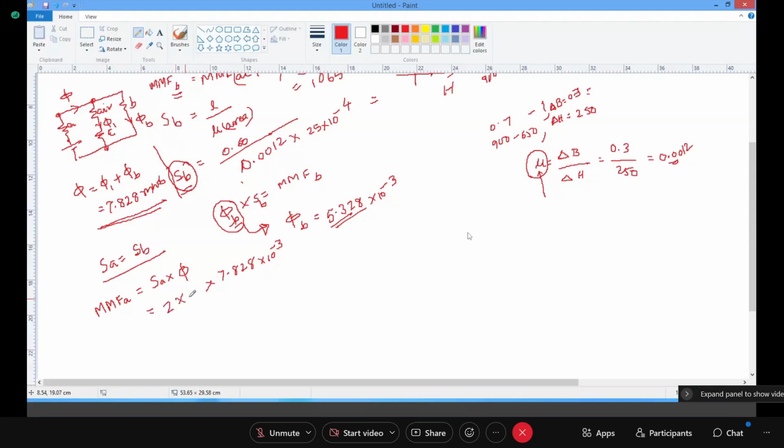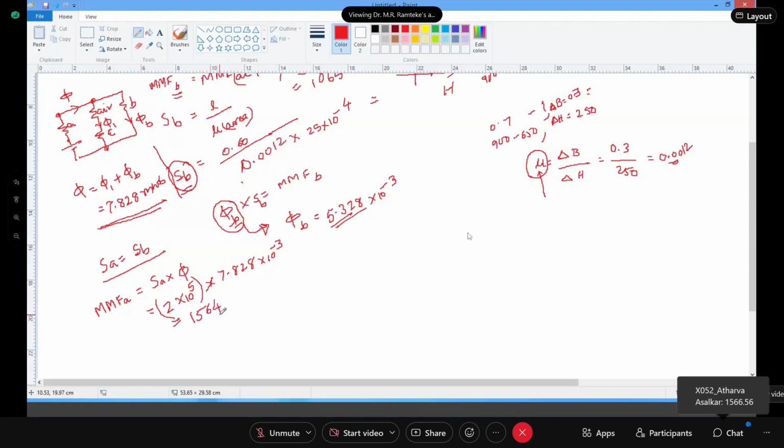I am assuming the correct answer is told to me. I am not rechecking the calculations. So got it? Yes, sir. So now what is the MMF for this? Do the calculation. 1564. So now you can apply Kirchhoff's.